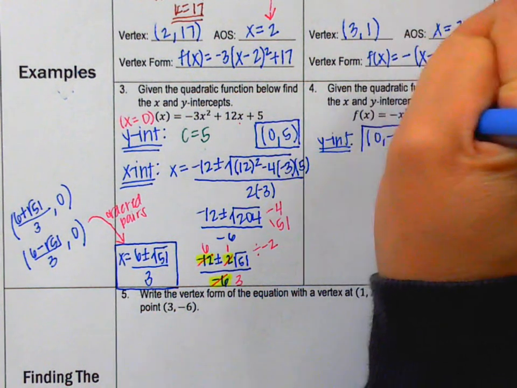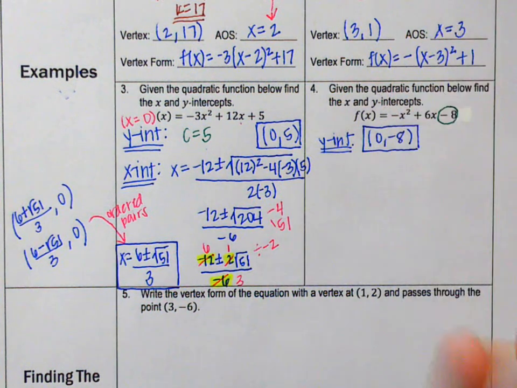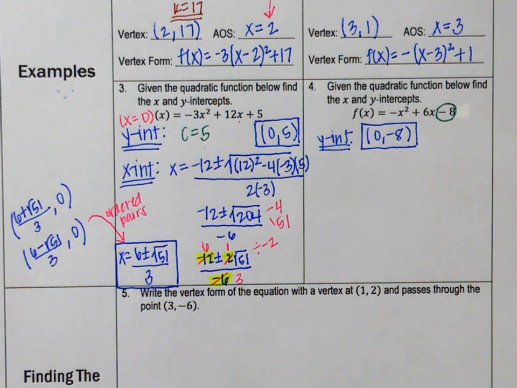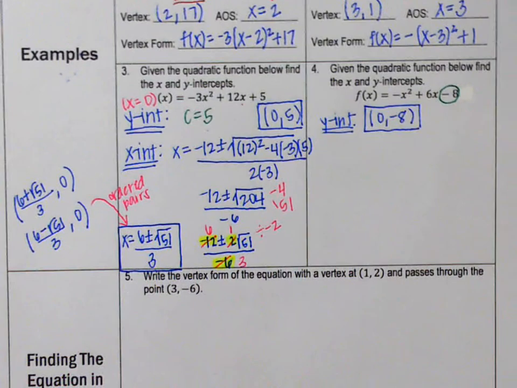If you put y equals negative 8, that's fine too, as long as I don't say write it as an ordered pair. If I do say write it as an ordered pair, then I do want you to write it as an ordered pair.